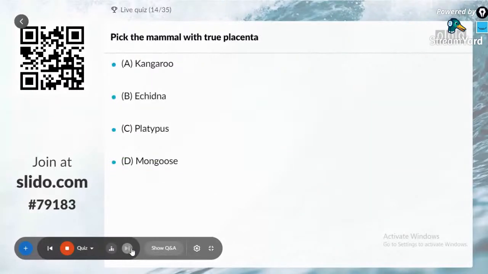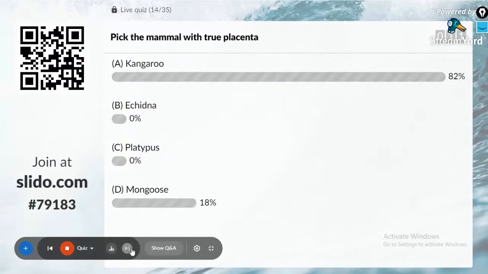Pick the mammal with a true placenta. Kangaroo, echidna, platypus, mongoose. You have to select the mammal with a true placenta. Let's have the majority answer on the screen. Guys, it is mongoose. Mongoose is a mammal with a true placenta. Next question on the screen.